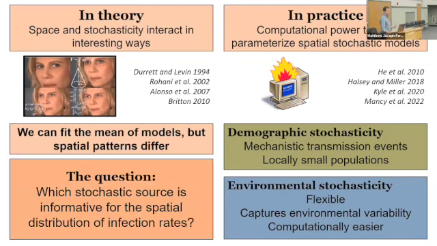So the question here is which stochastic source is actually informative for the spatial distribution of infection rates? And maybe a little bit more cynically, the question that we're all really trying to get at is how complex do our models need to be in order to explain our epidemic data?